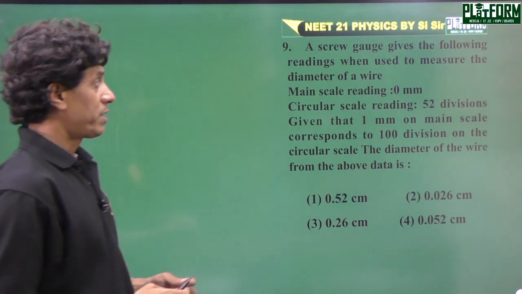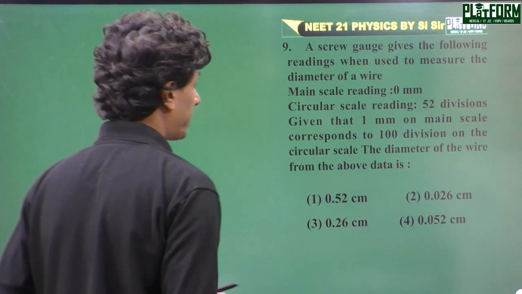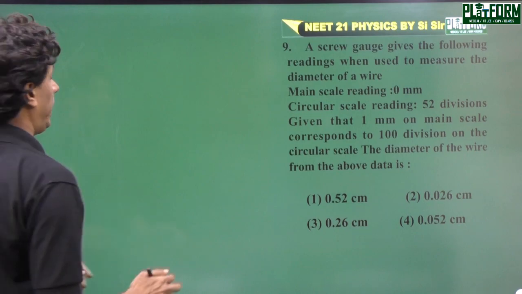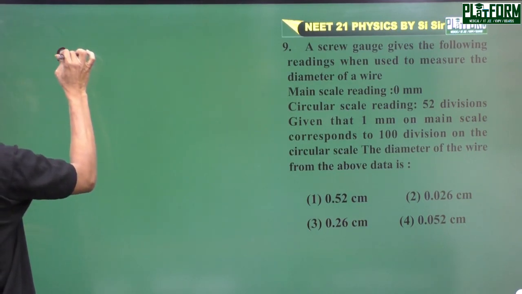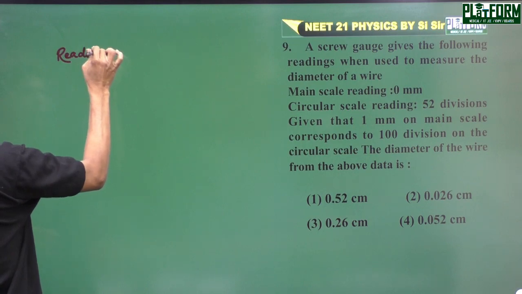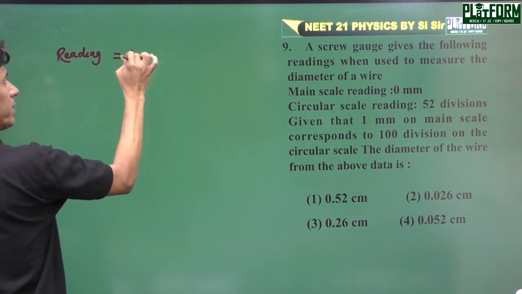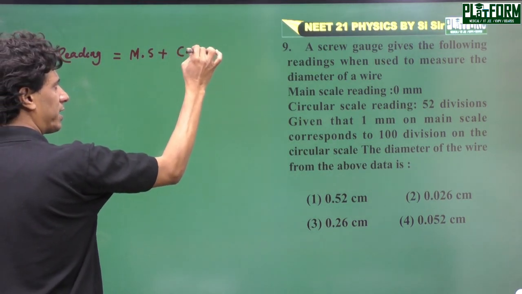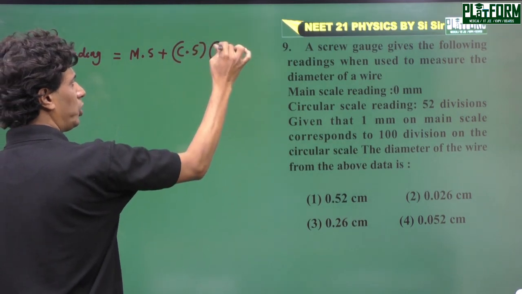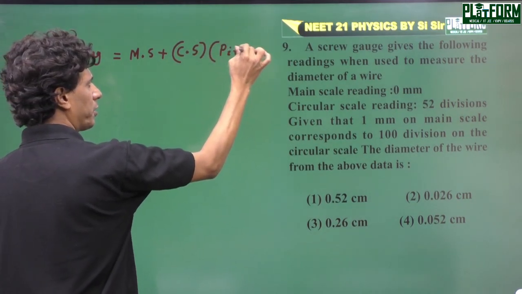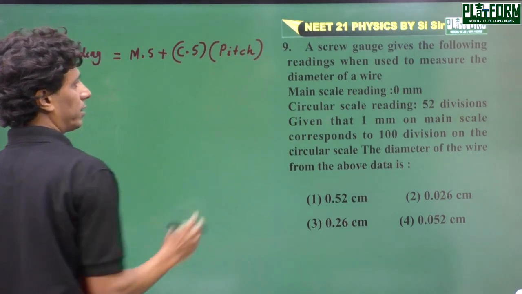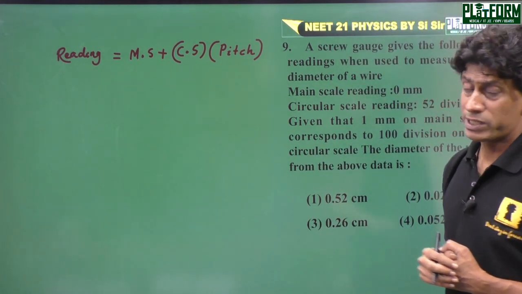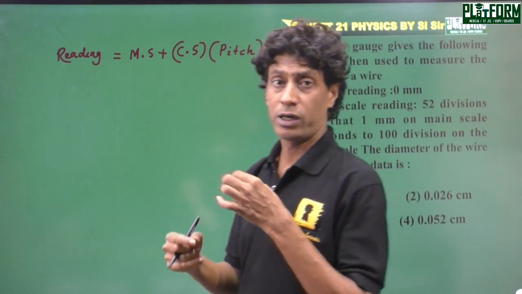A screw gauge gives the following reading when used to measure the diameter. The problem is taken from the instrument, that is the screw gauge, and the reading equals main scale reading plus circular scale reading into pitch. Pitch is the linear displacement of the circular scale because of one revolution.